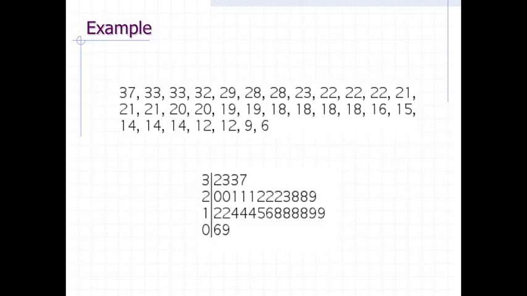The top of the display shows the number of touchdown passes thrown by each of the 31 teams in the National Football League in the 2000 season. A stem and leaf display of the data is shown below.